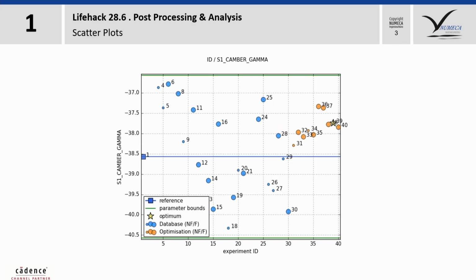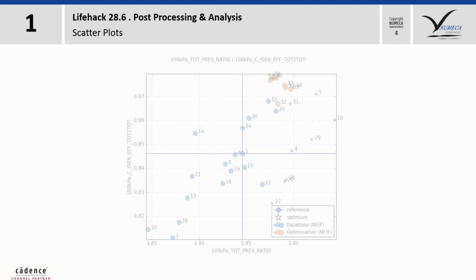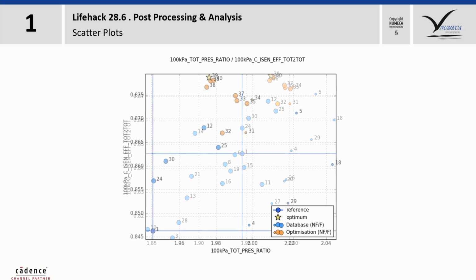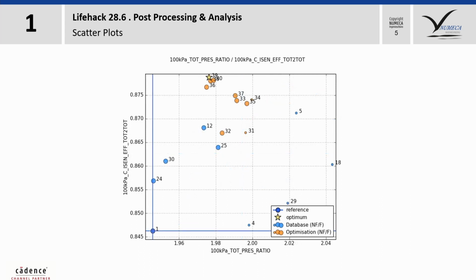First, the scatter plots. Here you can see not only the development of the parameter values during a database or optimization run, it is also possible to check the results. For example, like it is shown here, the efficiency over the total pressure ratio. Of course, you can also zoom in on the area of interest.